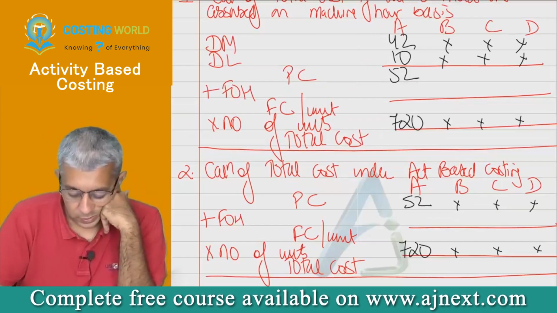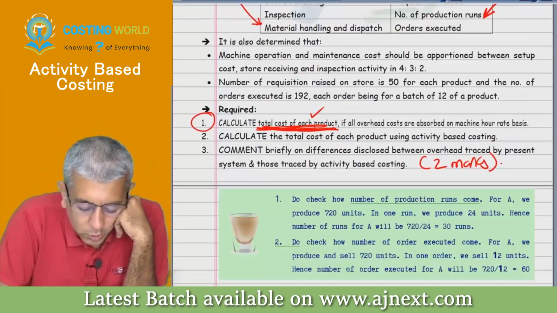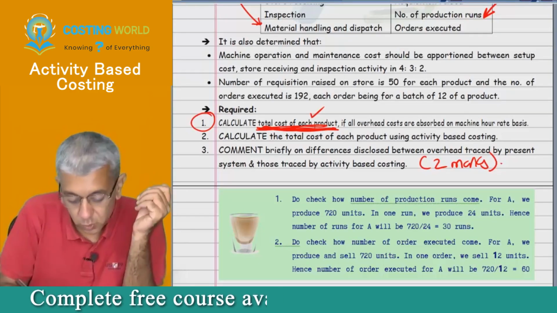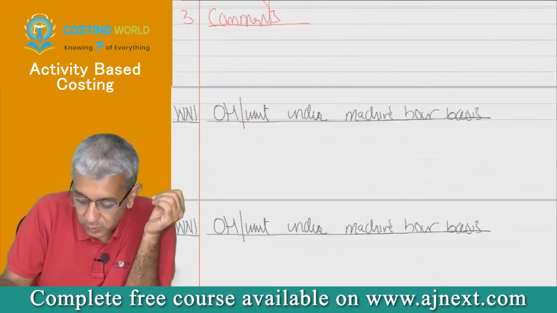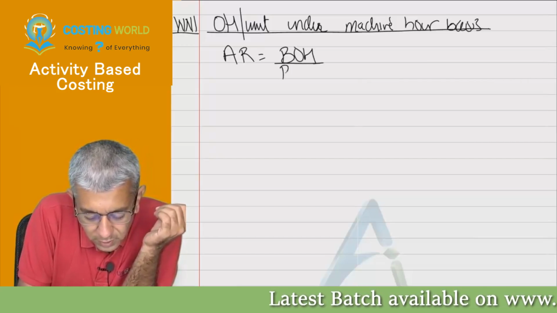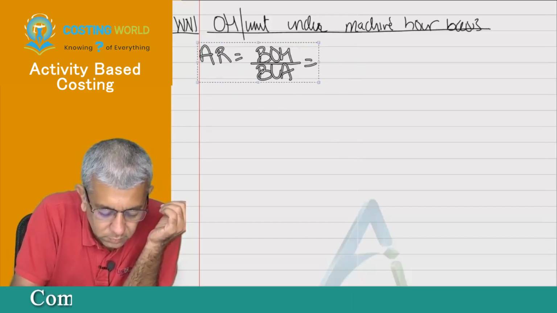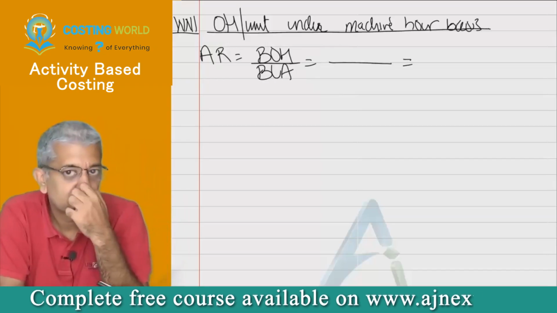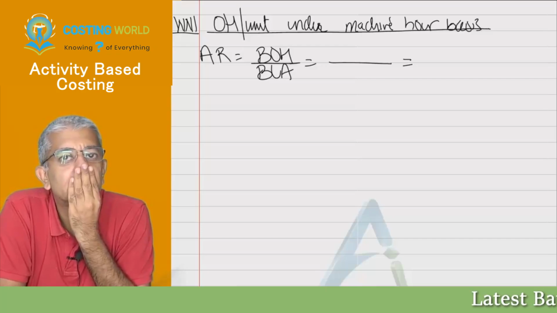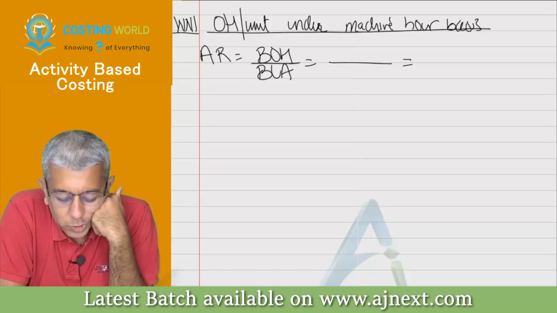Now, I'm just trying to be reading part first just once more. Calculate total cost of each product if all overheads are absorbed on machine hour rate basis. Okay, all the overheads. So let's start doing our working note 1. Absorption rate is equal to BOH divided by BLA. Now, everybody will tell me this particular thing. Tell me, BOH. How much should I write down the numerator?